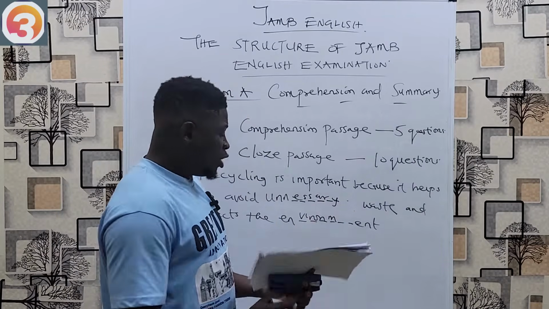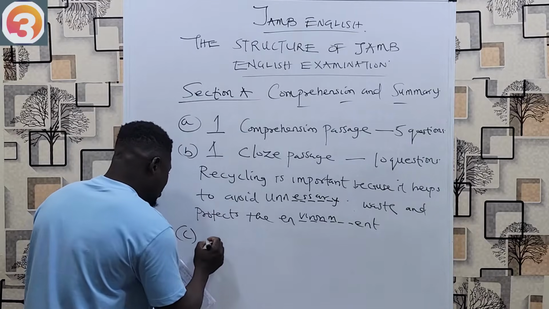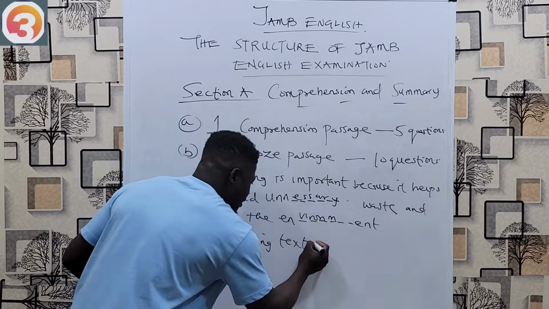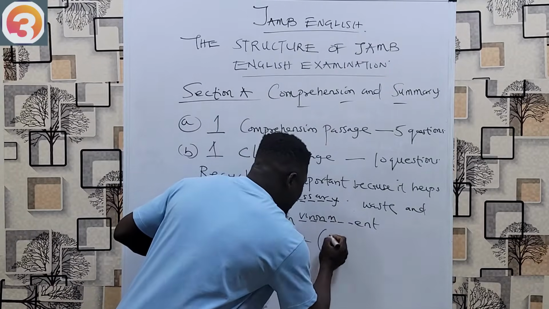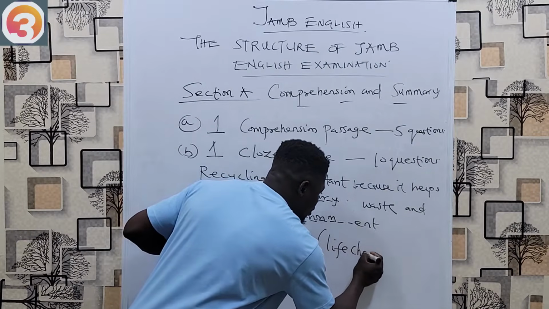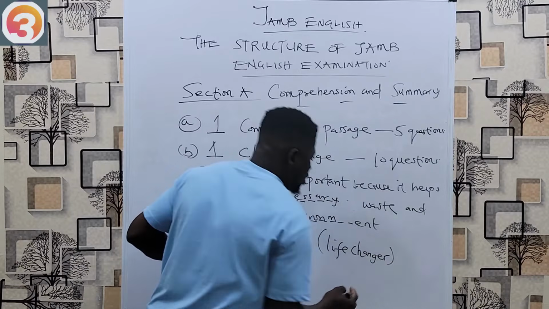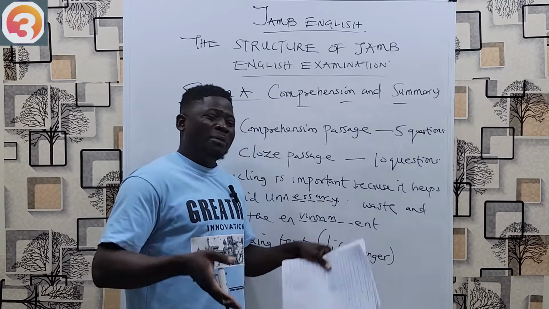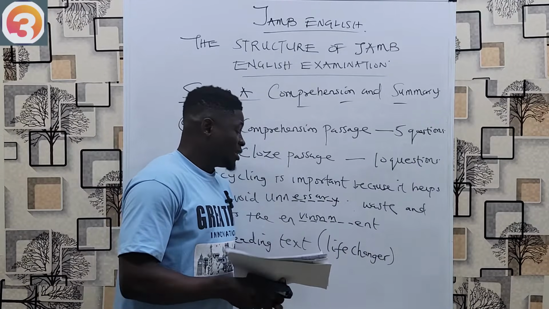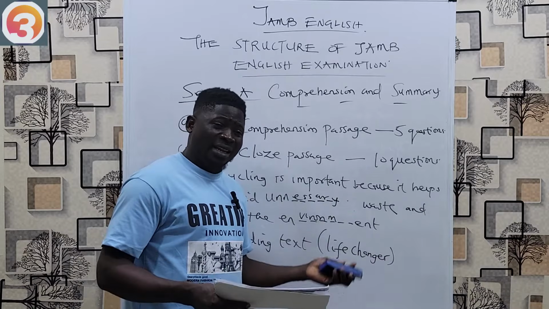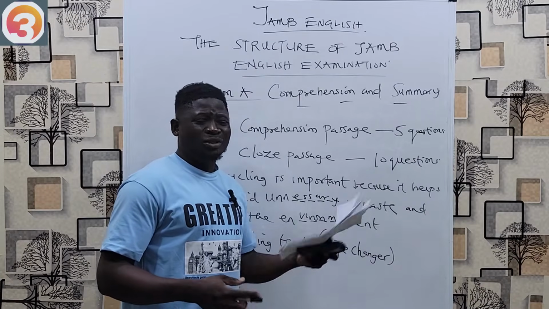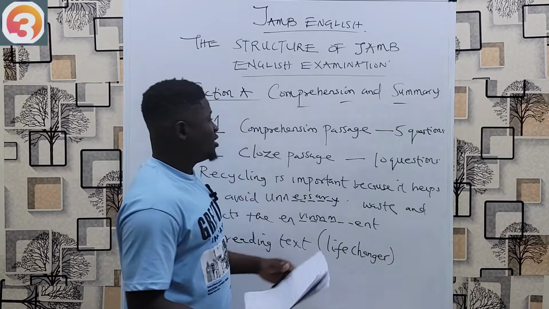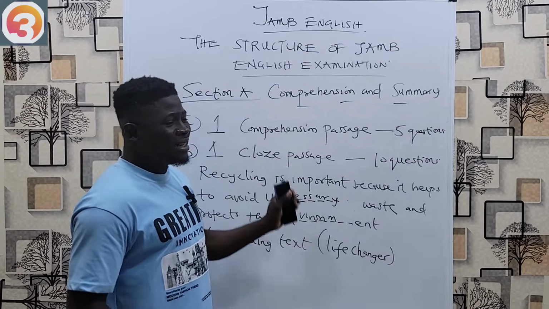All right. So the third part is the one reading text. This one reading text is the Life Changer. It could be any novel, but currently, as at the time of shooting this video, it is Life Changer they are using. Over the years, there's been others before. Your own may be different. But understand that this is the structure of the JAMB English examination.